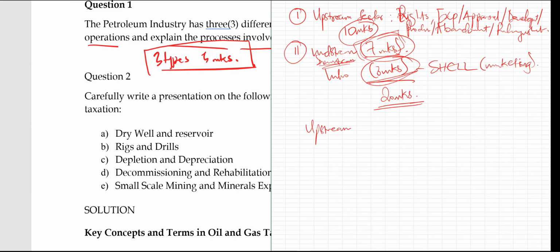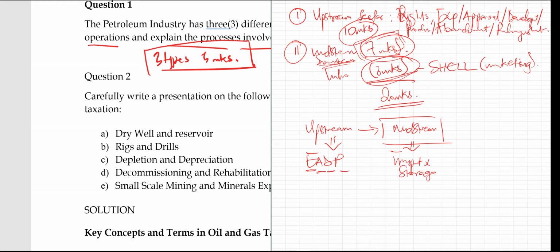So upstream is where you do EADP. You know what EADP does? Exploration, appraisal, development, production. Then once we produce or extract, how are we getting it? We go to midstream. And midstream, some people say they just do transport and storage, right?